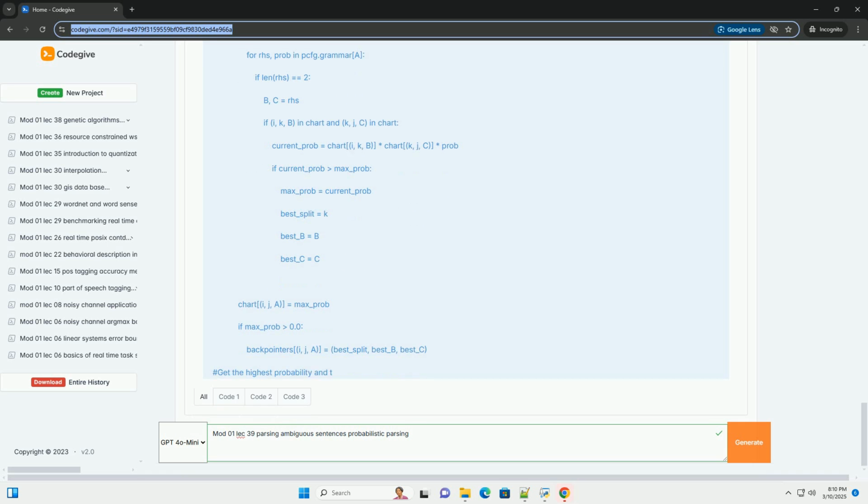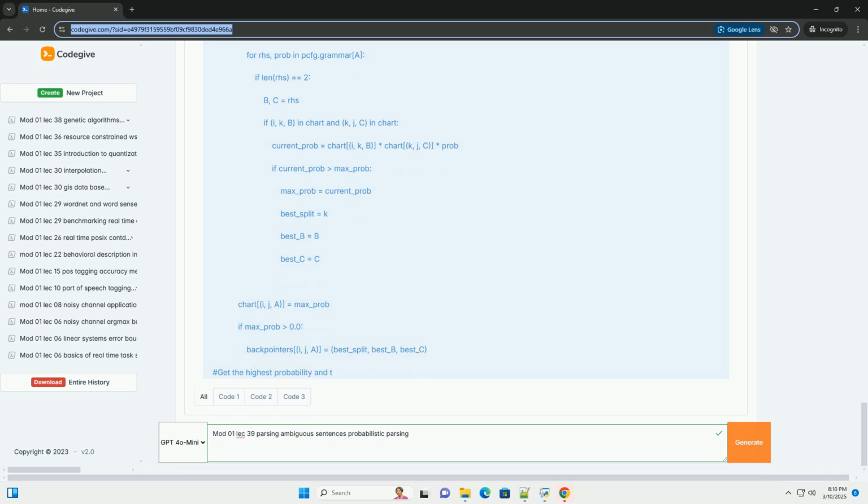9. Key improvements and considerations. Log probabilities: to avoid underflow issues, where probabilities get extremely small, it's often better to work with log probabilities. You would take the logarithm of the probabilities and perform addition instead of multiplication. Remember to exponentiate the final result to get the actual probability.